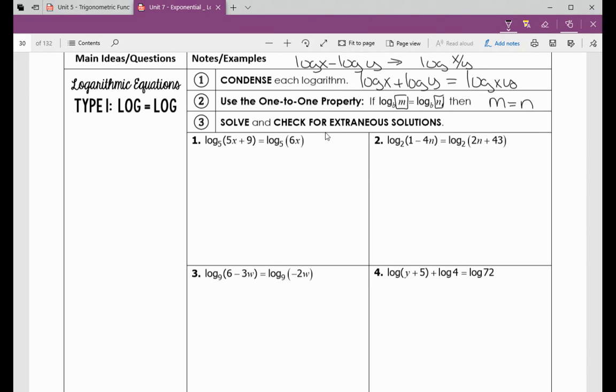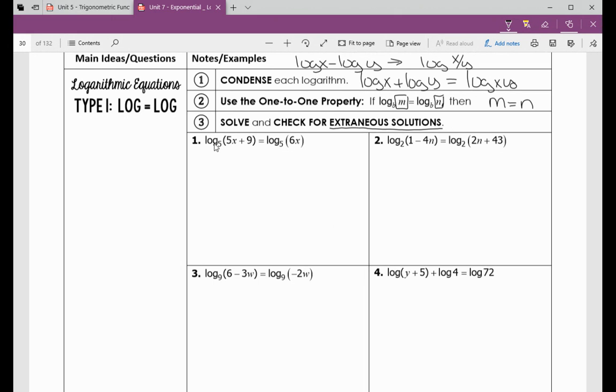All right. Now, the last thing, you have to check for extraneous solutions, because sometimes you solve for an answer and you have to throw it away. I'm going to show you how to check for your extraneous solutions. So the first couple of examples, 1 through 3, are the ideal situation.